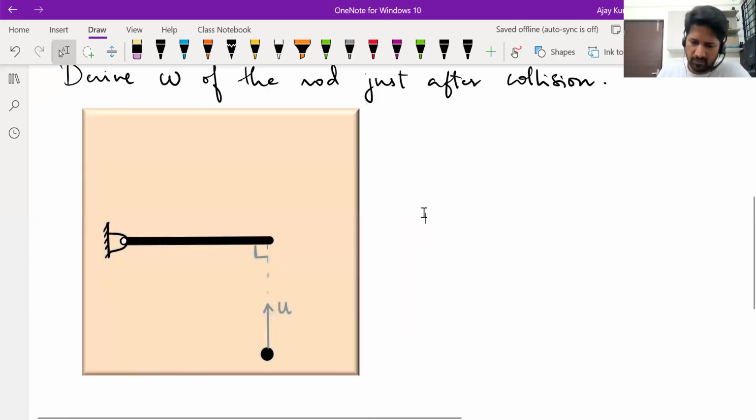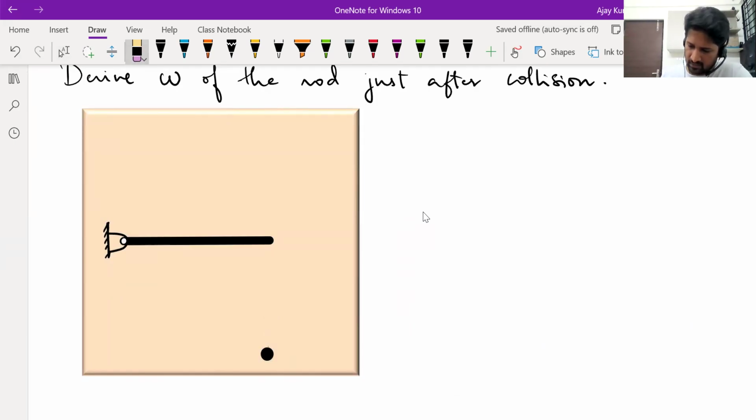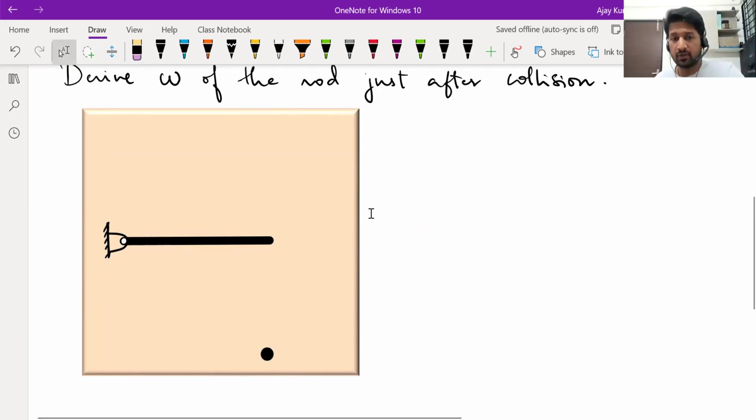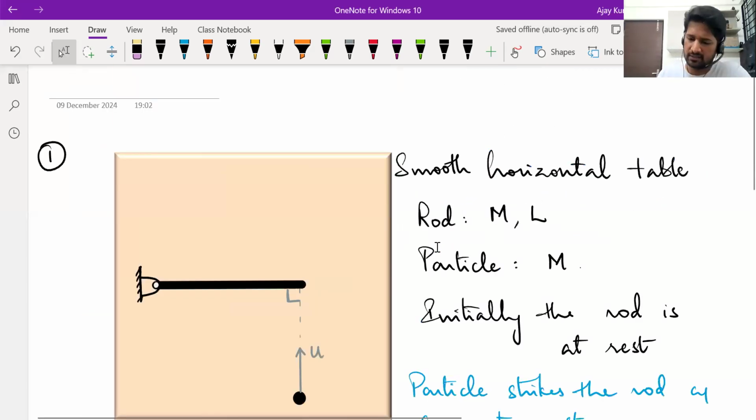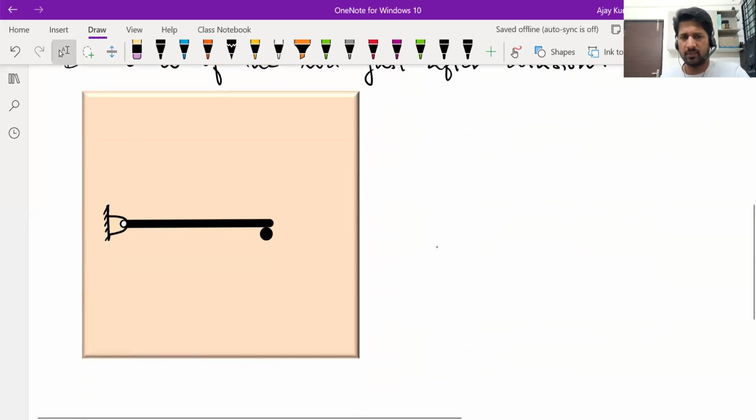Now imagine this particle going and striking the rod. Will the particle's velocity change before it strikes the rod? No, sir. It will not. There's no reason. There's no friction on the table. It's a smooth horizontal table as given here. So particle's velocity won't change. So it will strike the rod with a speed u.